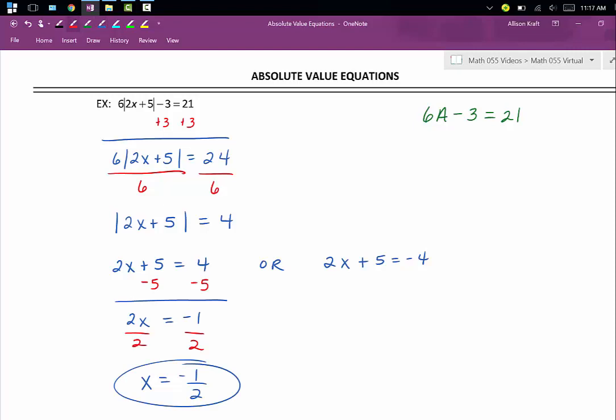Solving our other equation, again, we'll subtract 5 from both sides. 2x is equal to -9. Dividing both sides by 2. We get our second solution to be x equals -9/2.